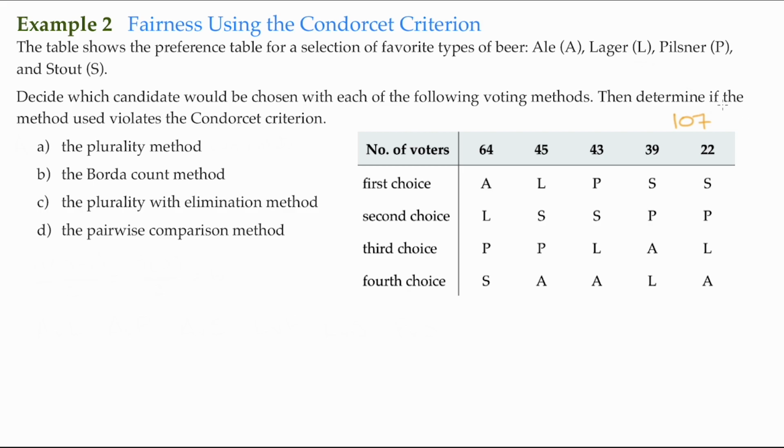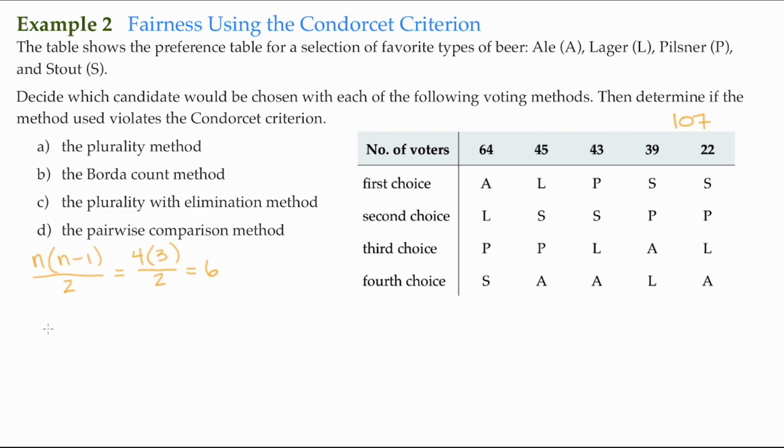We're going to use that to determine who is the winner, ale, lager, pilsner, or stout, using the pairwise comparison method. And of course, that's going to set our Condorcet criterion. So if you recall, to determine how many pairings we're going to have, we use the simple formula n, the number of candidates, times n minus 1, divided by 2. We've got 4 candidates: ale, lager, pilsner, and stout. So that's 4 times 3 divided by 2, which comes out to be 6. So we're going to have 6 pairings.